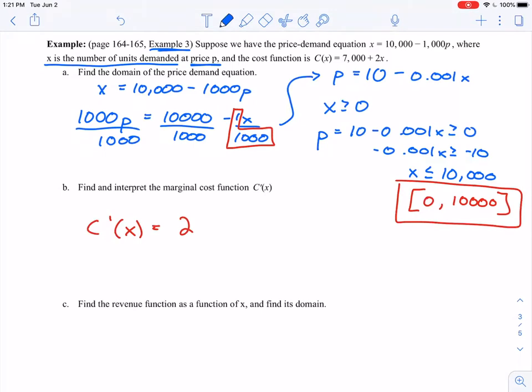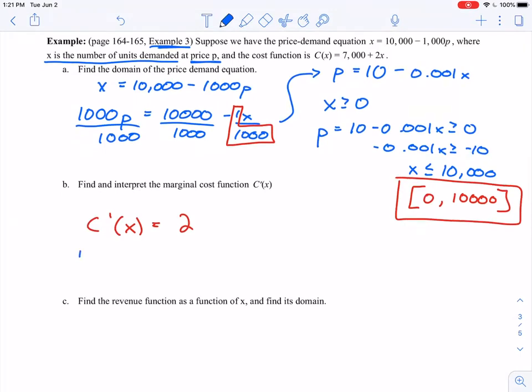So what this means is that the cost is, and again, when I talk about marginal cost or marginal revenue or marginal profit, whatever it may be, I want to pay attention to the sign here of our marginal cost or revenue or profit. So this is in particular a positive 2. So the cost is increasing by $2 per unit. So this is how we would interpret.